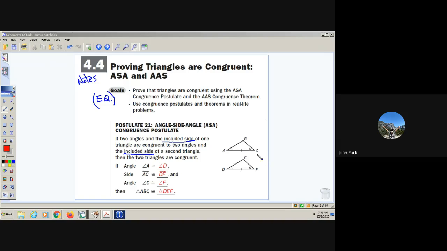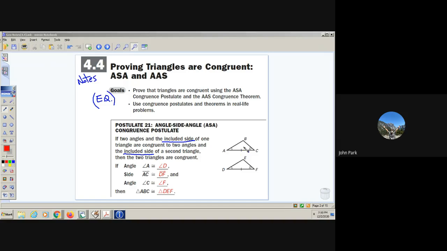If you look at the picture here, angle A is congruent to D, angle C is congruent to F. So we have two angles congruent to two angles in the other triangle. And then the side in between the two angles, that's the included side, is congruent also. So in that case, the angle side angle shows that these two triangles are congruent.